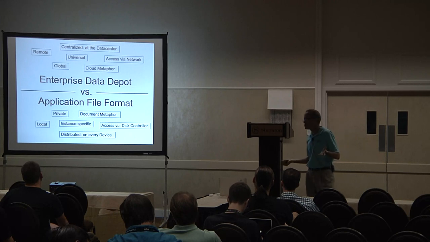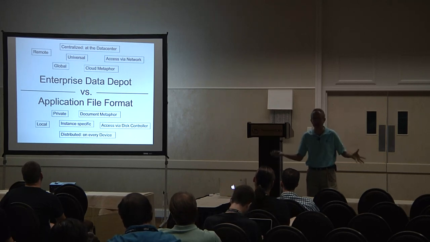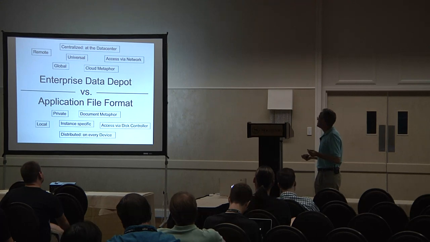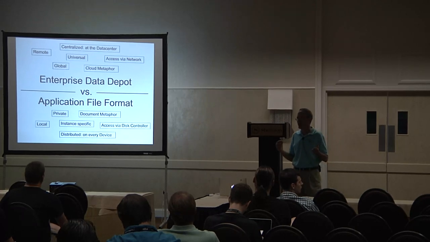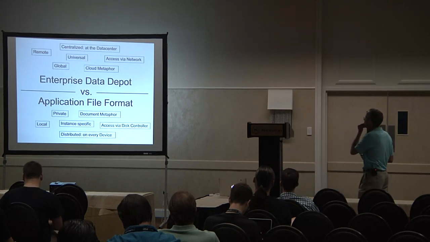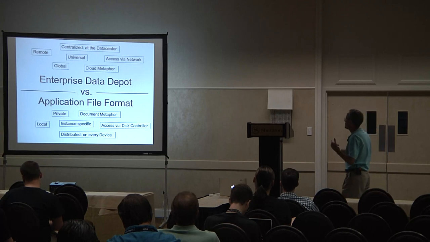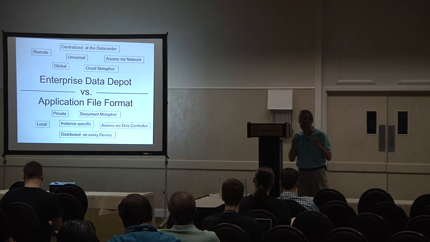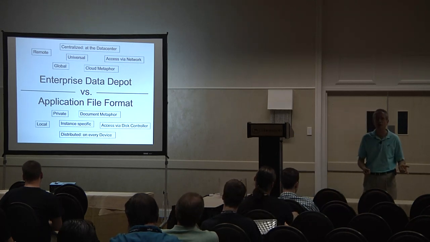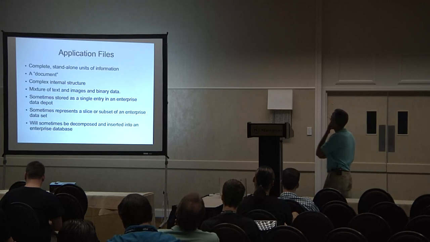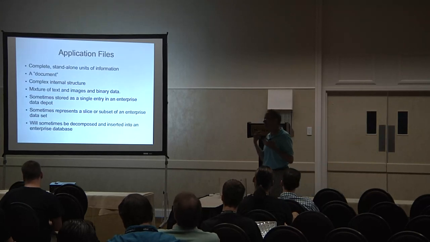If you're drawing pictures of your topology or your system, with the enterprise data depot you make a cloud, and that's where the data goes. Whereas in an application file format, the data is a document. An application file format is separate, and it's distributed amongst all your devices, whereas an enterprise data depot is centralized. So application file formats are kind of different from the enterprise data depot.